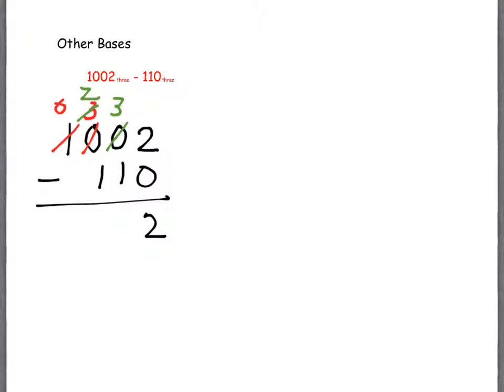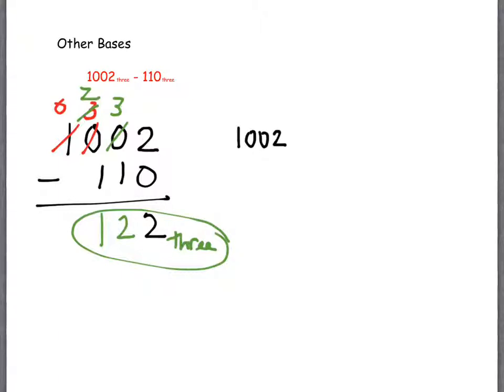And then I'm actually able to do the subtraction. So 3 minus 1 is 2. 2 minus 1 is 1. So this is 1, 2, 2, base 3. All right, so let's take a look at another way of doing this using a different method.